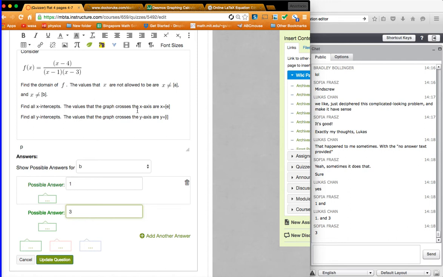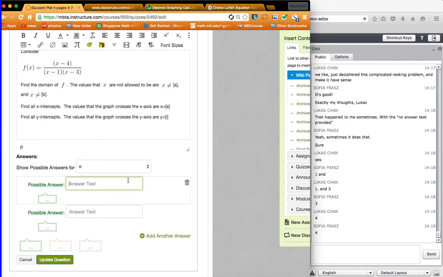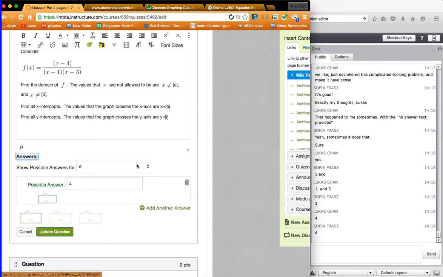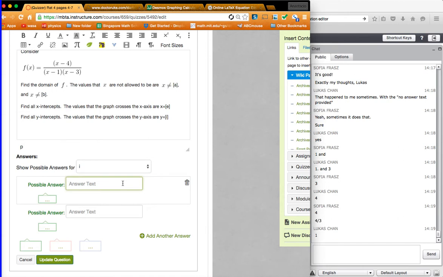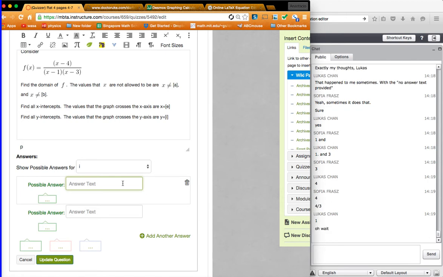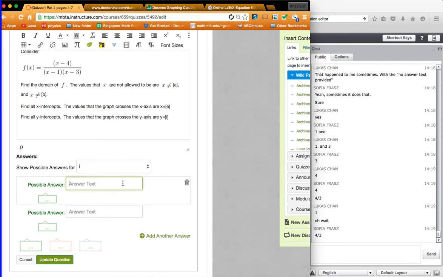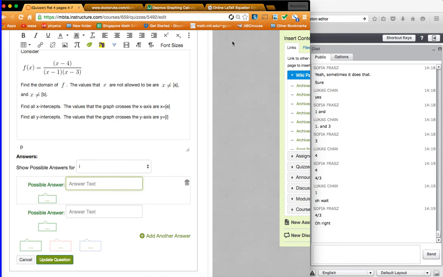What is the x-intercepts? It's just 4. That's it. And then what is the y-intercept? Negative 4 divided by positive 3. So it's negative 4/3. Yeah, negative 4 divided by 3.